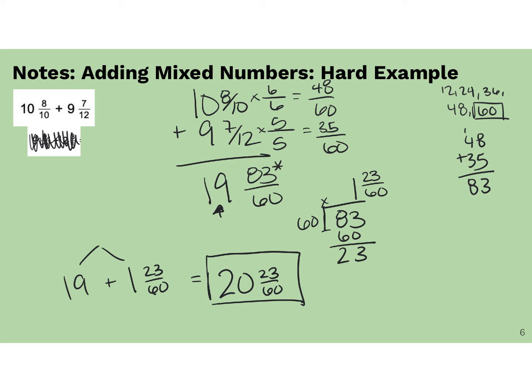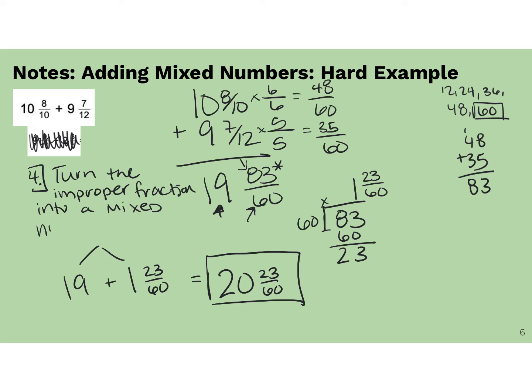Okay, so when you have an improper fraction, meaning your numerator is bigger than your denominator, that means you have an extra step, okay? So the extra step we're going to write is turn the improper fraction into a mixed number, then add. So that is that last step that we just did.